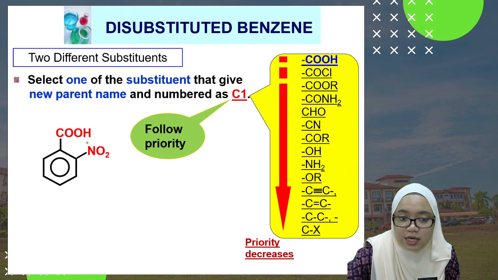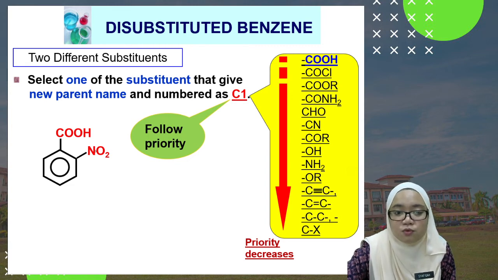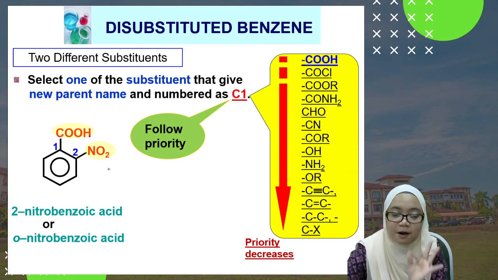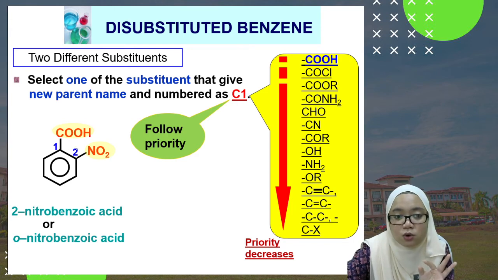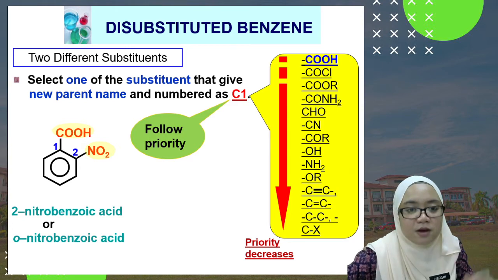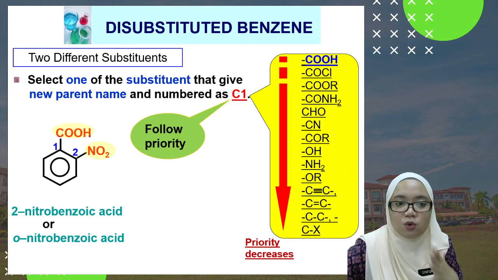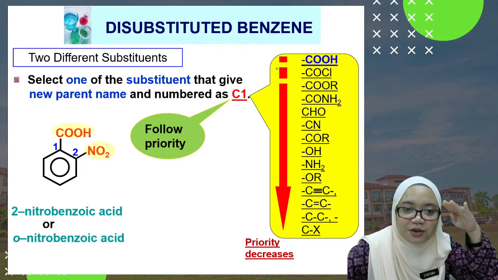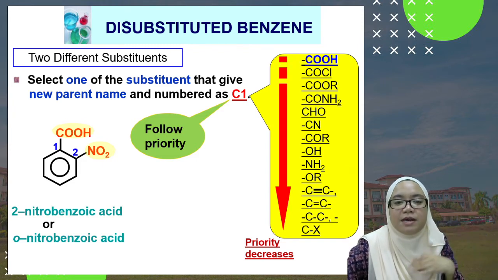So kalau kita ada functional group carboxylic acid, automatic this benzene ring dia akan jadi benzoic acid sebagai parent name dia. Okay, so kita ada nitro group dekat benzoic acid ni. So kita akan namakan dia 2-nitrobenzoic acid, or kita boleh namakan dia ikut position tadi, ortho, meta, para tadi. So ini adalah position ortho, so ortho-nitrobenzoic acid. Okay, so remember, kita kena select satu substituent yang dia paling priority, yang paling tinggi darjat dia, untuk kita jadikan dia sebagai parent name.